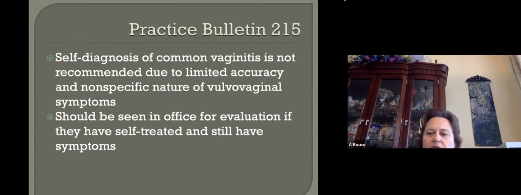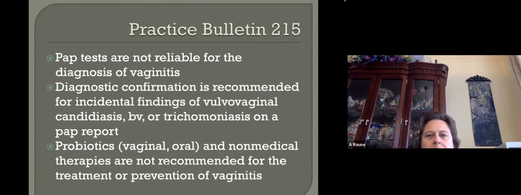Self-diagnosis. We get a lot of these phone calls. I get these messages frequently: I have bacterial vaginosis again because of my symptoms, can I have a refill on my Flagyl? No, not necessarily. The symptoms are so nonspecific. Risks of medication, cost of medication can be a problem. So you definitely want to make sure that you evaluate the patient in person to make sure that you're diagnosing the correct thing and you're treating the correct thing.